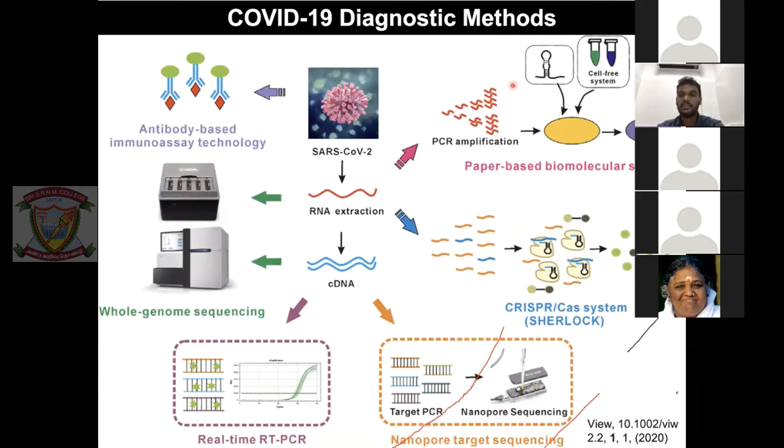And there's something called PCR amplification, paper-based biomolecular assays, where you can drop this PCR product, which is basically RNA, and you can see signals. But this is more of a qualitative assay than quantitative. So this is not pursued really strongly.